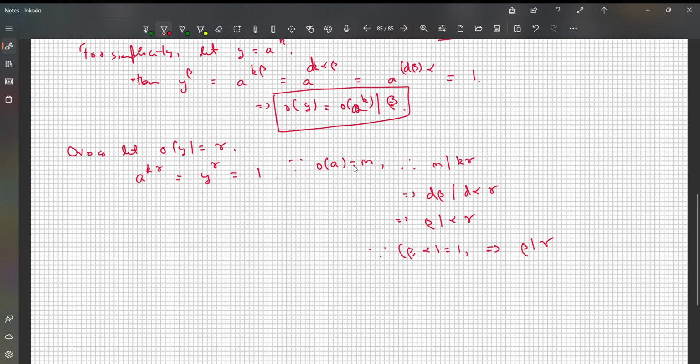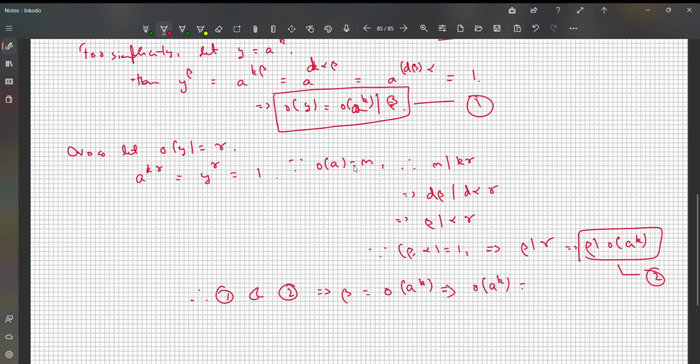But we have from here that beta divides the order of A to the power K. If I name this 1 and this 2, then 1 and 2 imply that beta must be equal to the order of A to the power K. What is beta? By definition, n was equal to D beta, so beta is nothing but n by D. That is what we actually required to prove. And then the rest of the part is pretty obvious.